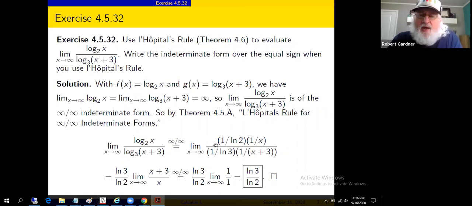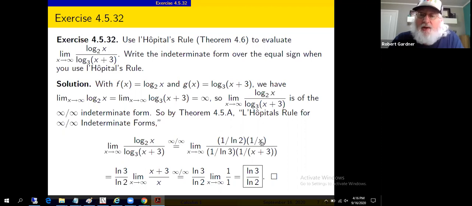How do you keep track that this is correct? You indicate right there that you use L'Hopital's rule. In the numerator, we should have the derivative of log base 2 of x. To differentiate a log function, you get 1 over the natural log of the base, and then you treat it as a natural log function.